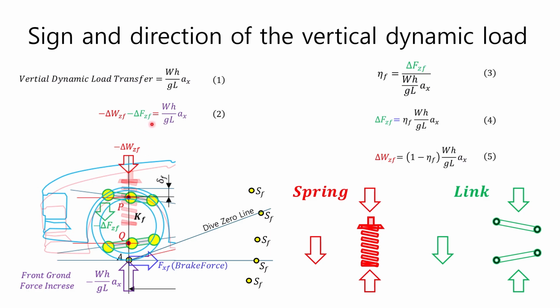Since the expressions of vertical dynamic load acting on a spring and vertical dynamic load acting on a link make it difficult to understand the direction of the forces, we will refer to the force shown in this figure as compressive force and the opposite case as tension force. Compressive force is a force that increases ground reaction force, while tension force is a force that decreases ground reaction force. In springs and links, the representative symbol for compression is a vertical downward arrow, and the representative symbol for tension is a vertical upward arrow.